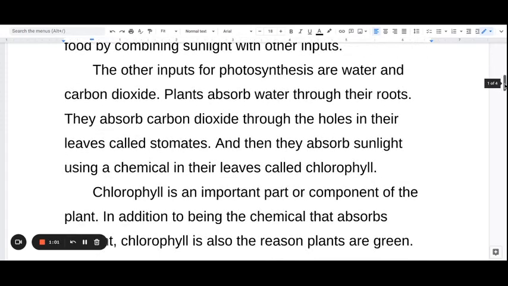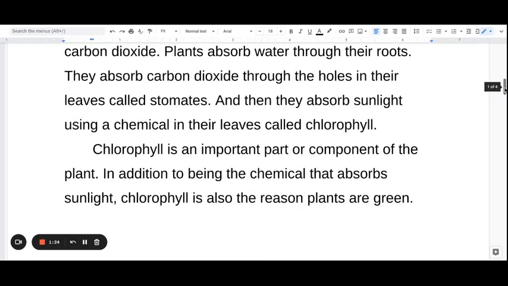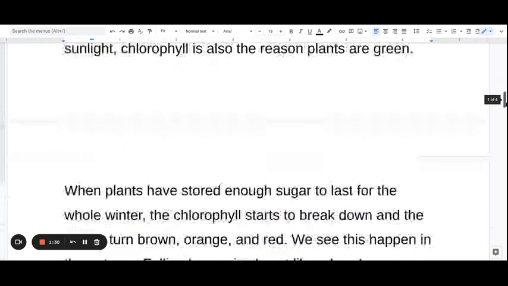The other inputs for photosynthesis are water and carbon dioxide. Plants absorb water through their roots. They absorb carbon dioxide through the holes in their leaves, called stomates. And then they absorb sunlight using a chemical in their leaves called chlorophyll. Chlorophyll is an important part or component of the plant. In addition to being the chemical that absorbs sunlight, chlorophyll is also the reason plants are green.